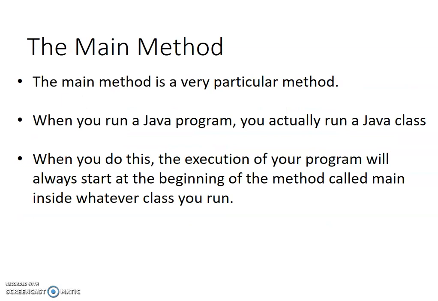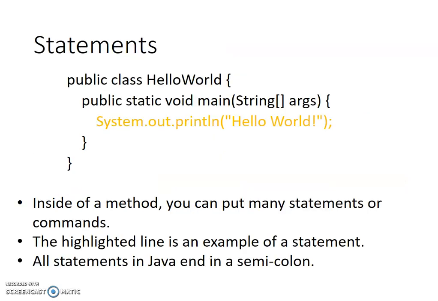So the main method is the entry point, as I said before, to a Java program. So when you're running this Java program, you run this Java class. And if you have a main method, that is the entry point. It'll always start at the beginning of the method called main, no matter what class you run. So in our main method, we can put a lot of statements or commands. Using the Java language syntax, we can do lots of things. We will implement our algorithm inside there with Java code.